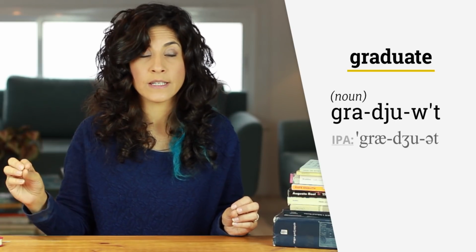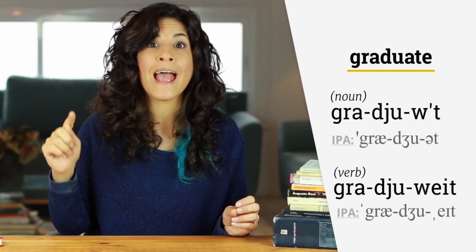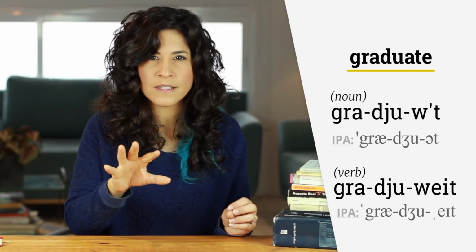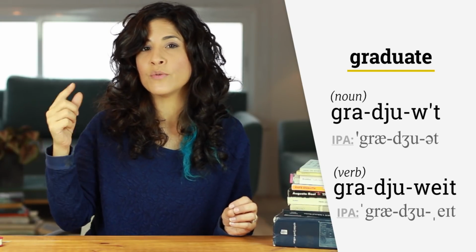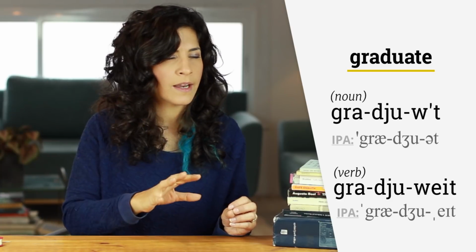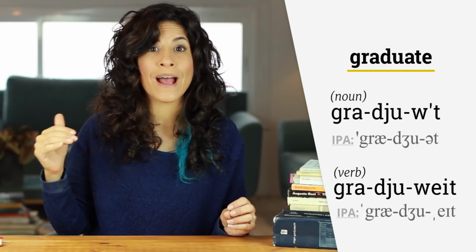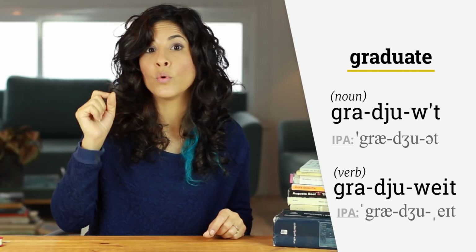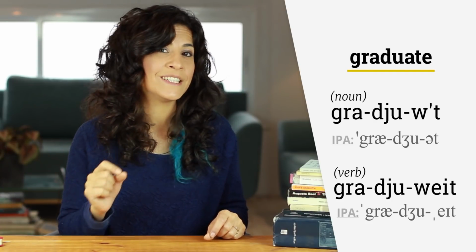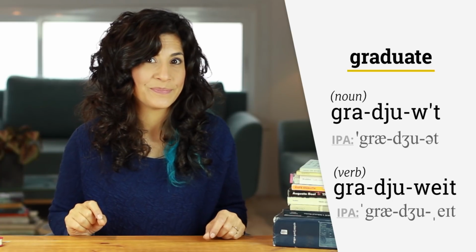Ut. Graduate. In between you have a sound that sounds like a W sound. Graduate. The verb ends with ate. So again, it's spelled the same, but the verb turns into the A as in day. So the beginning is the same. Graduate. Graduate. I'm a high school graduate, or I need to graduate high school.